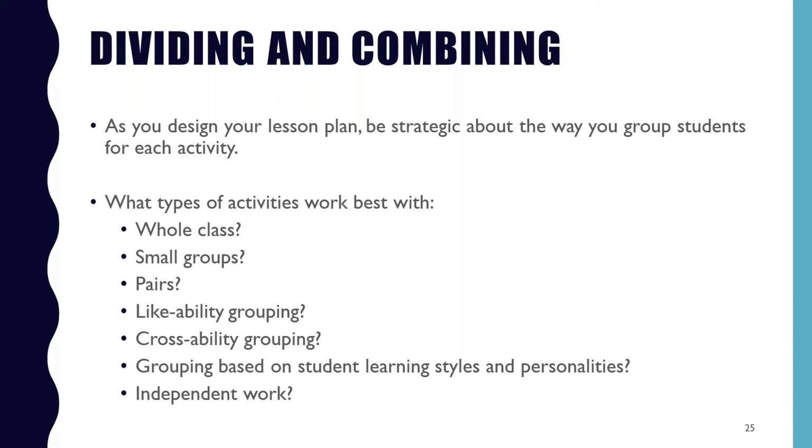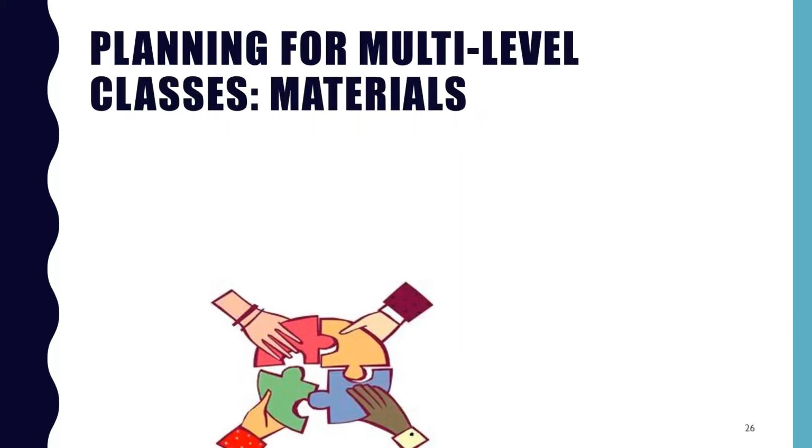So look for ways that you can instruct your groups as a whole class in a creative way so that you're meeting needs of students based on what you know about them. So be strategic. Think about what kinds of activities you're going to choose. If you're going to do a whole class activity, what's going to work for small groups, what's going to work for pairs, what works best for like and cross-ability grouping, what is going to work best with learning styles, with their motivation level, and what will work well for independent work.